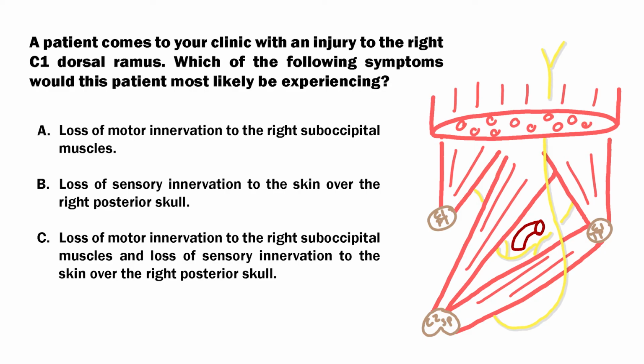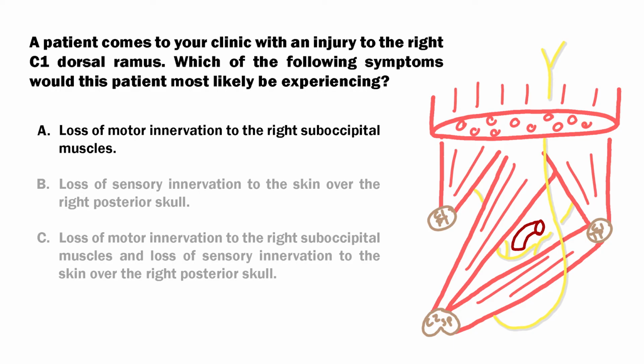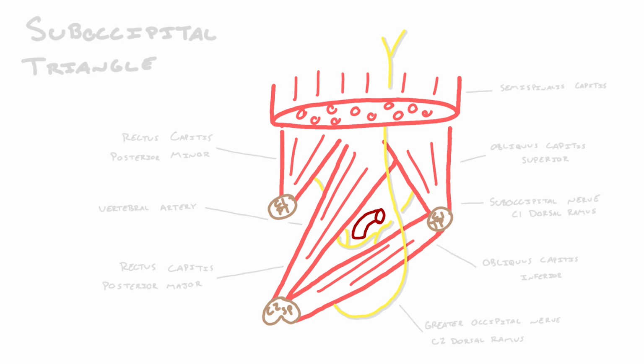So the correct answer is A, loss of motor innervation to the right suboccipital muscles. Again, the C1 dorsal ramus is the suboccipital nerve. That nerve innervates the four suboccipital muscles, but it really doesn't do any sensory. B is incorrect because it is describing the role of the C2 dorsal ramus, which again is the greater occipital nerve. That nerve is responsible for doing most of the sensory innervation to the skin on the posterior aspect of the skull. And then C is incorrect because that is describing the roles of two separate nerves, both the C1 and C2 dorsal rami. So I'm going to center back up our image and throw on some labels.